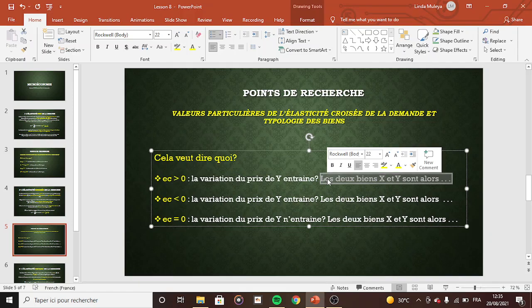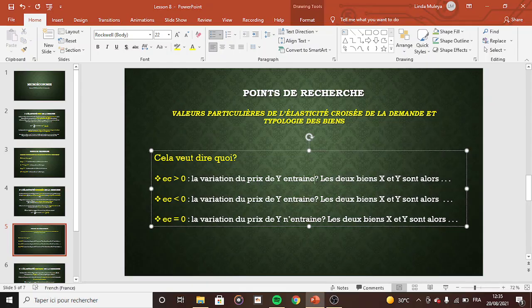But generally, when you look at elasticity croisée, it has implications for demand itself, yes, but also it talks about what kind of goods you are dealing with. It could be independent, substitutable, and the other type. So yeah, when you find the answer for what it means when EC is greater than 0, you also find what kinds of goods you're dealing with. So yeah, these are points of research for you.